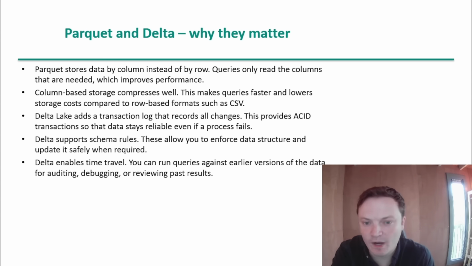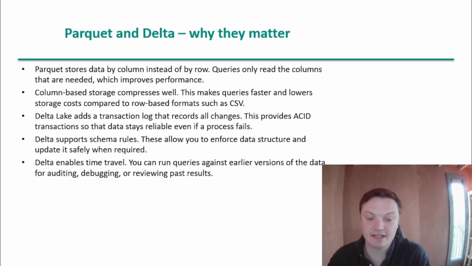Parquet and Delta and why they matter. Parquet stores data by column instead of row. Queries only read the columns they need, which improves performance. Column-based storage compresses well. This makes queries faster and lowers storage costs compared to row-based formats such as CSV.